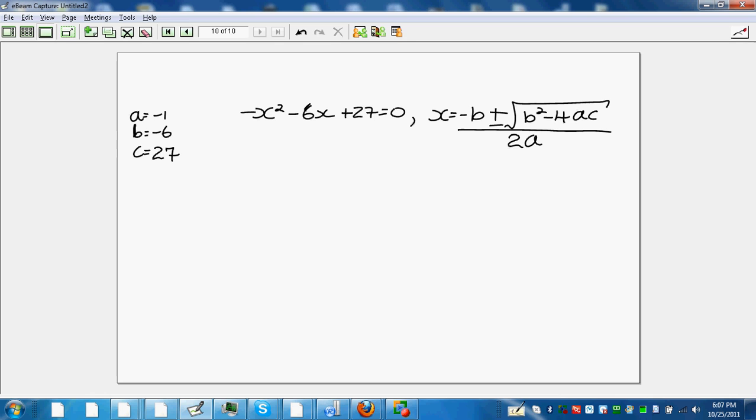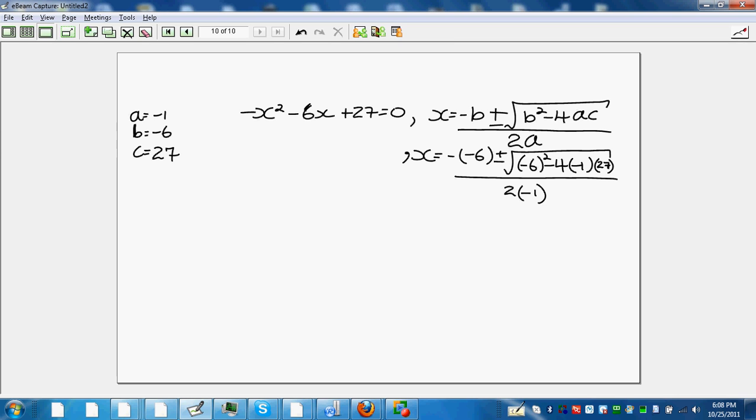So if we were to do the substitution here, we'd say x is equal to minus, and in brackets, we will put b, right? Because b is a negative 6, so you must be careful and make sure you put your brackets. Plus or minus the square root of b squared, which will be minus 6 squared, minus 4, multiplied by a, which was minus 1, multiplied by c, which is 27. And all that is divided by 2a. Just 2 multiplied by minus 1. Okay, so that's what that comes down to be.